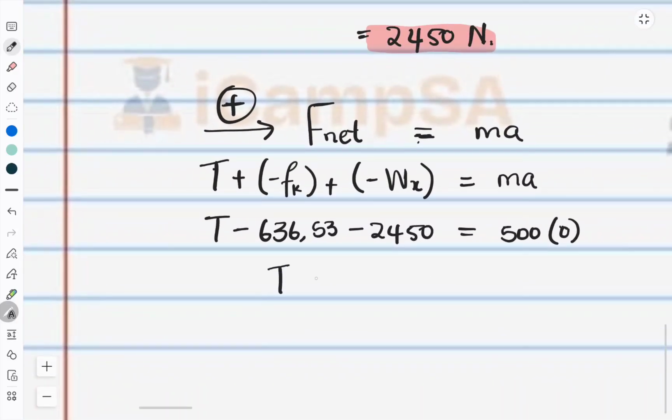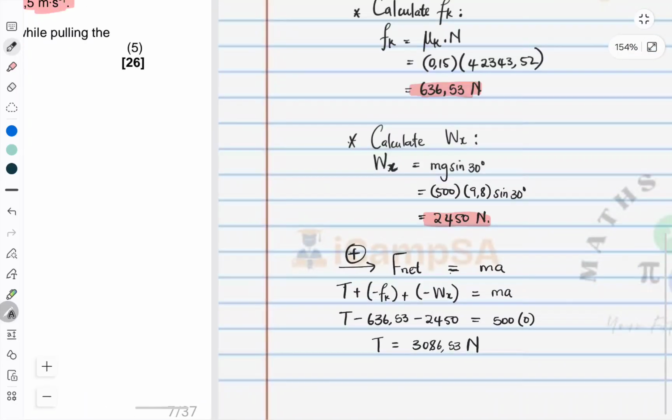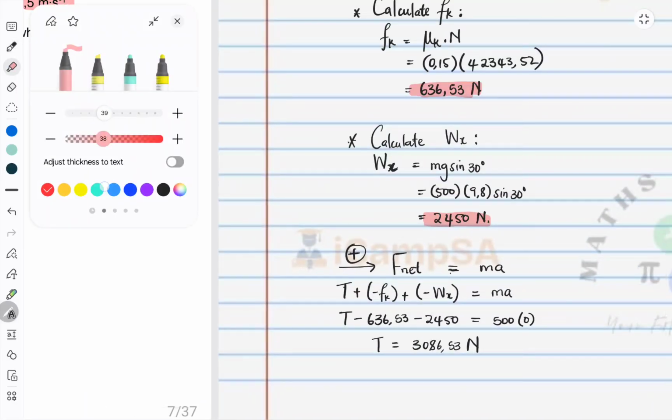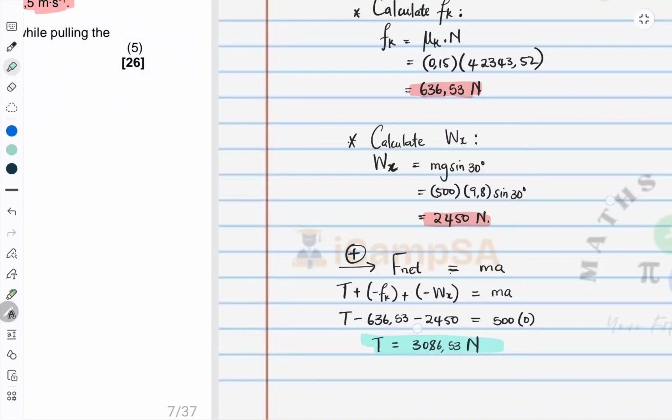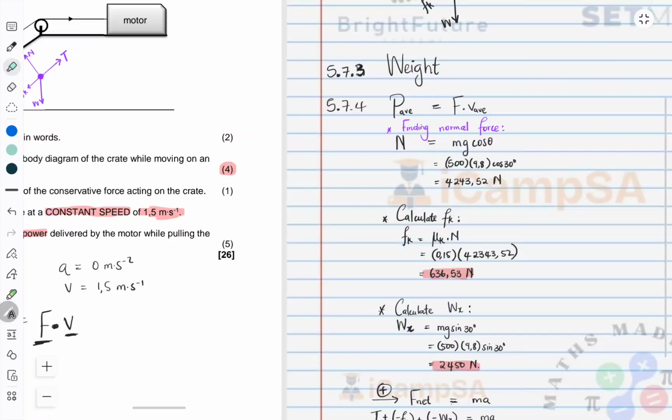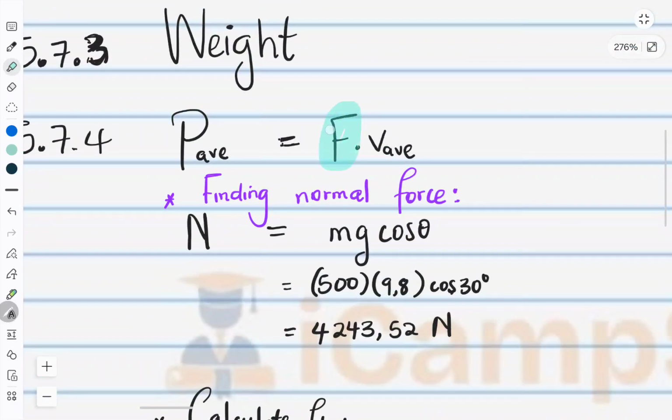So T plus 636.53. T is therefore equal to 3,086.53 newtons. So that's our tension. This is our force for our equation P. This is the force we've been looking for, this one. So now we can find our average power.